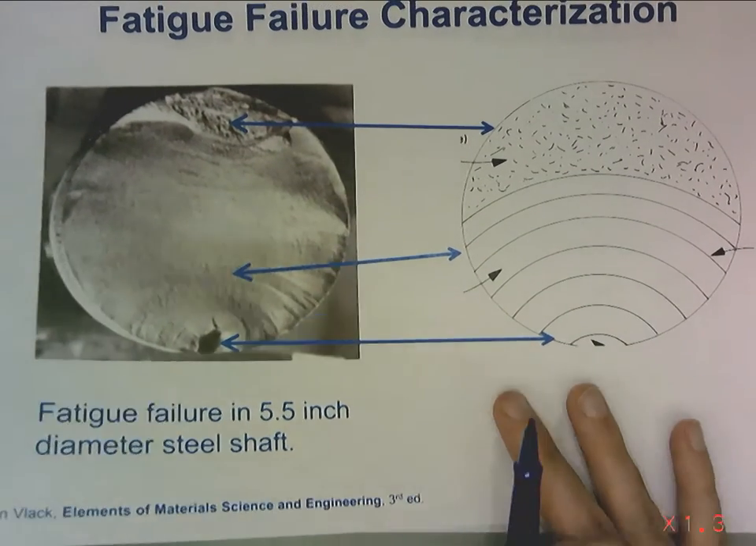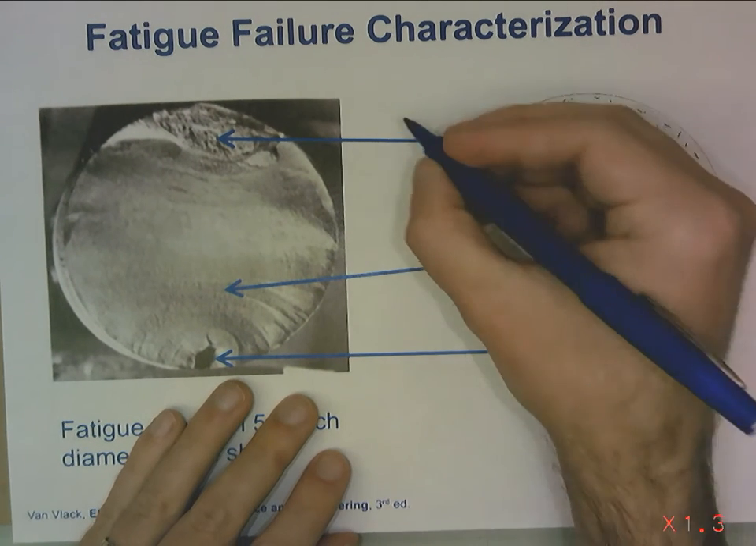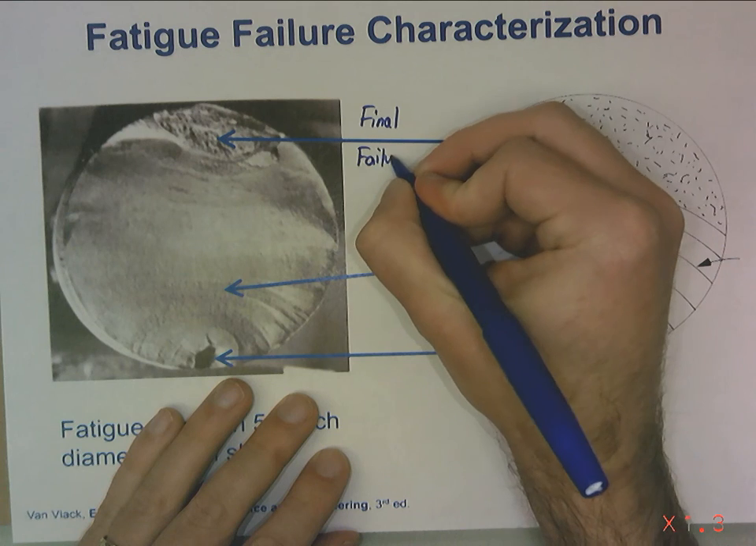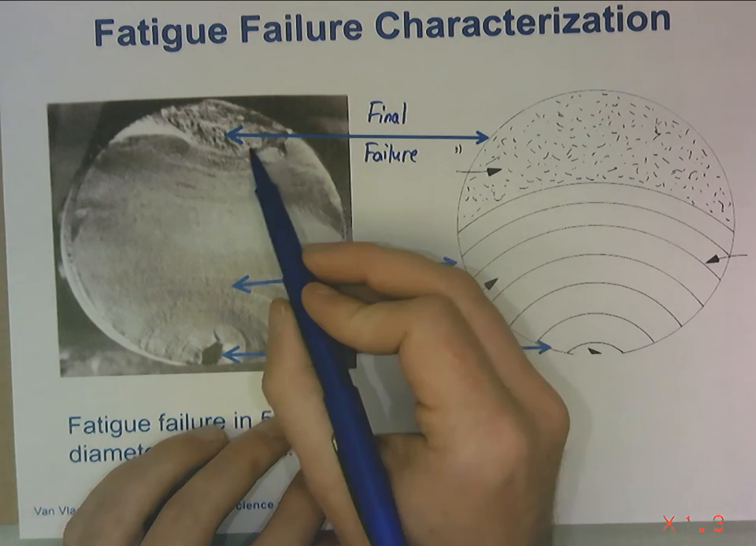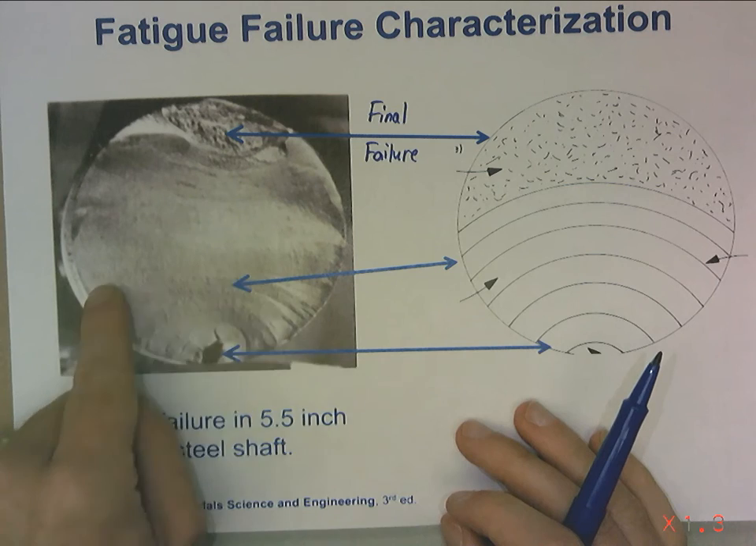So, making comparisons here, final failure looks like this on a fatigue part. Here we can see this wavy pattern.